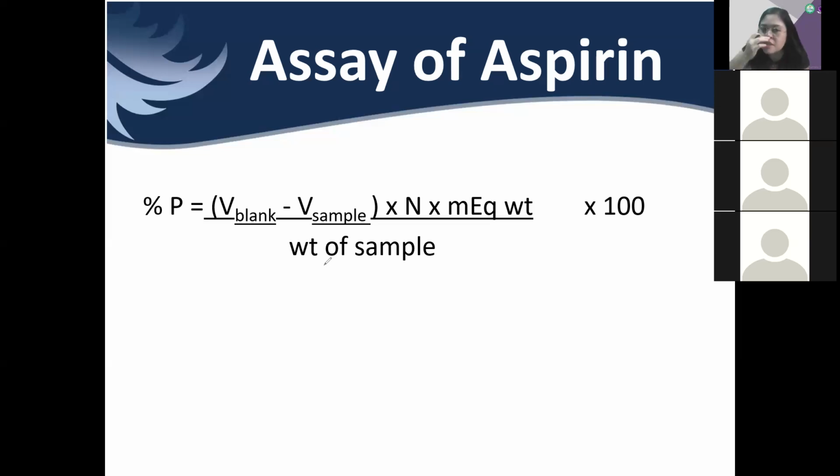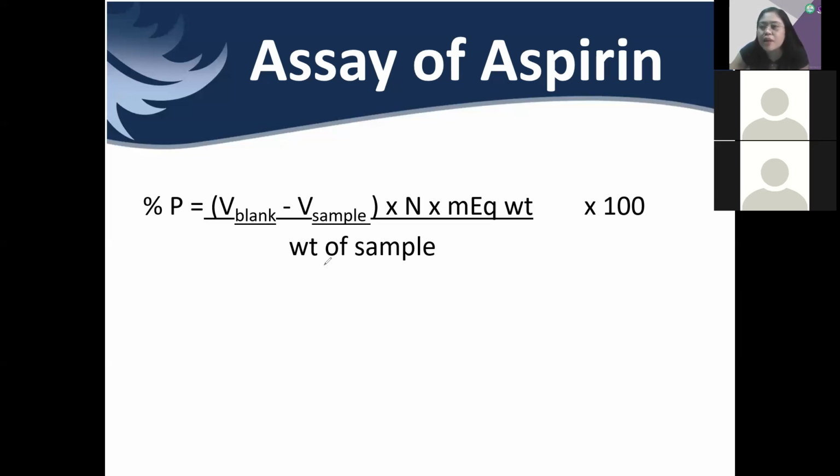So if the process involves doing the blank titration, this is our formula. In the screen, percent purity is equal to the volume of the blank minus the volume of the sample times normality times milliequivalent weight divided by the weight of sample times 100. So actually it is the same.